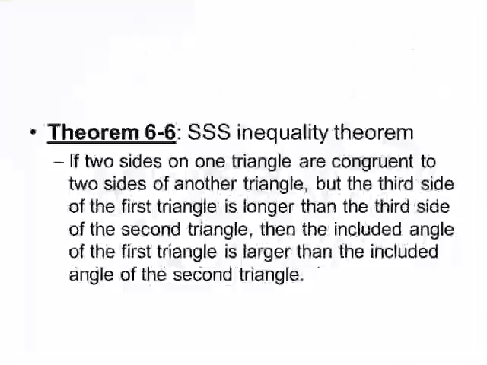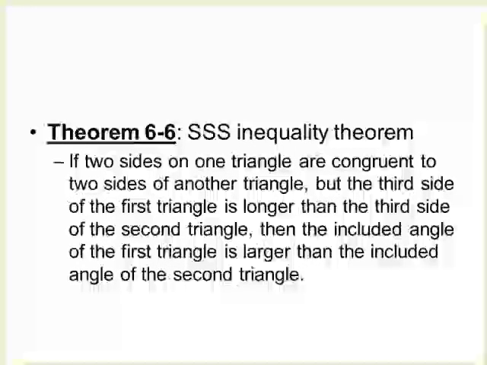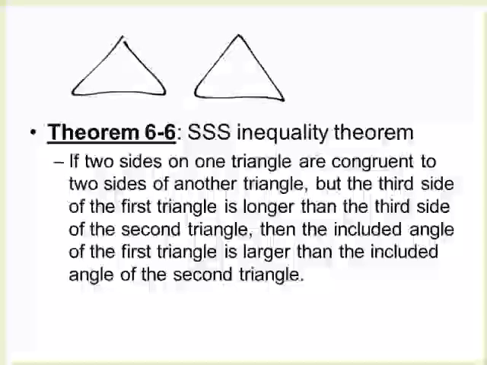Our second theorem is the side inequality theorem. Again, we had side congruence before. But this time, instead of all three sides being the same, we're going to have two sides be the same, but the third side not be the same. So what could we conclude there? That the angles aren't the same, and furthermore, the bigger side makes a bigger angle. So this is kind of the backwards information of the other one.